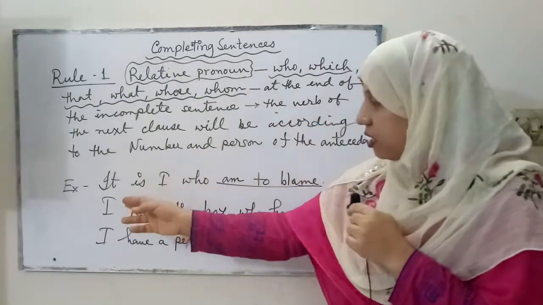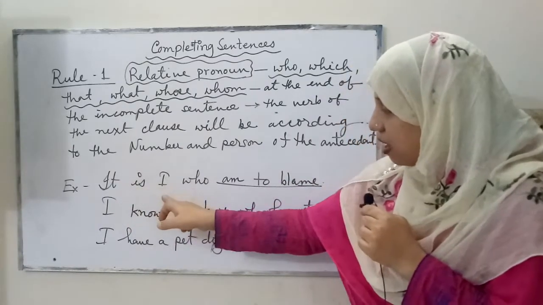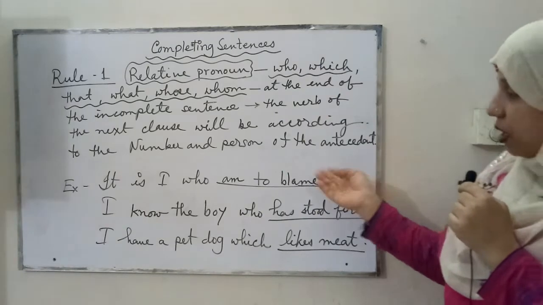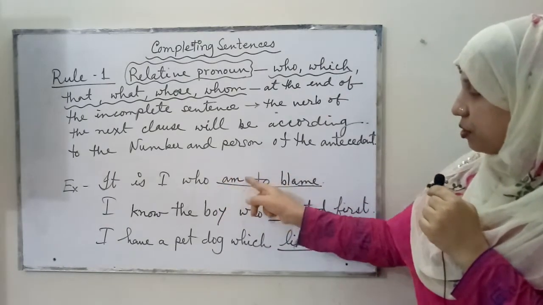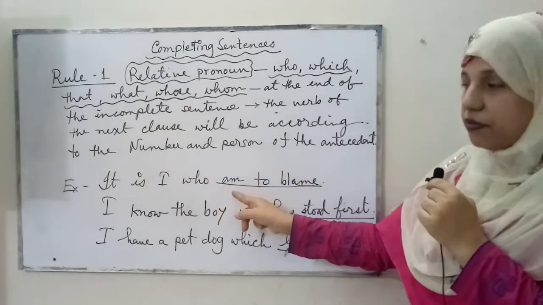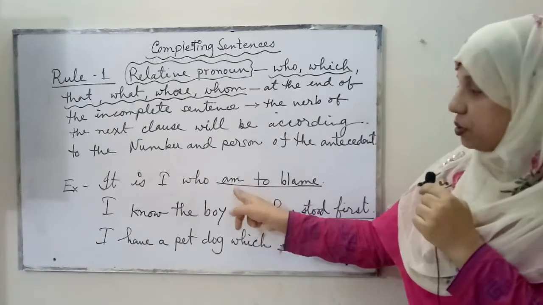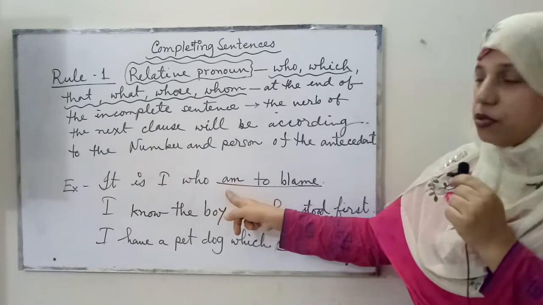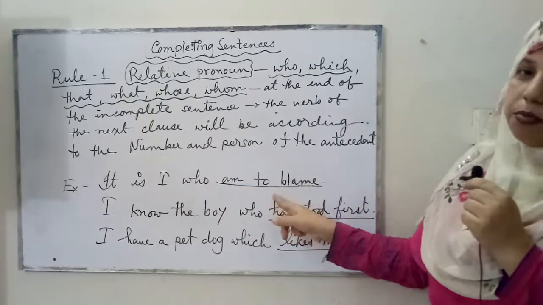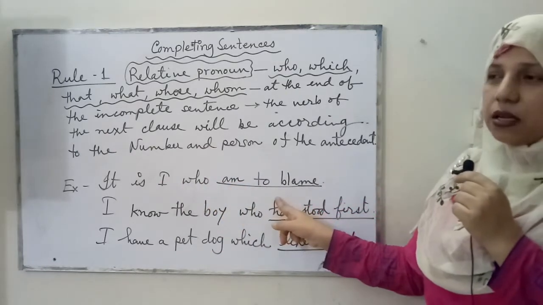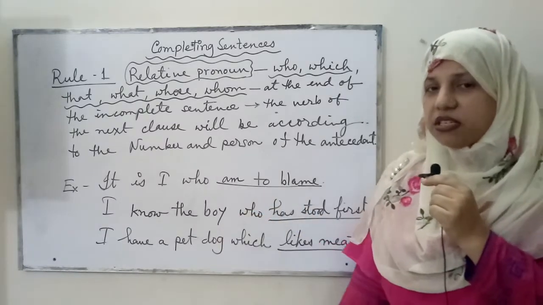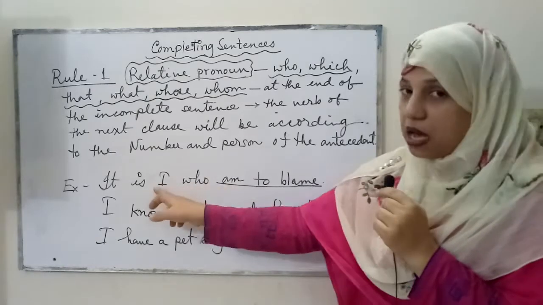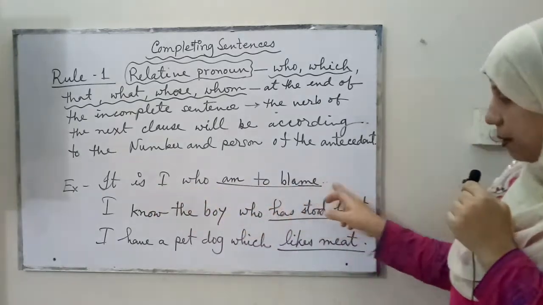In the exam, you'll be given "it is I who," and then it will be a blank. Now, what verb should we use here? Here, the verb should be according to the antecedent. So, you cannot use "who is to blame," which many students make mistake. But here it will be "am." It is I who am to blame.